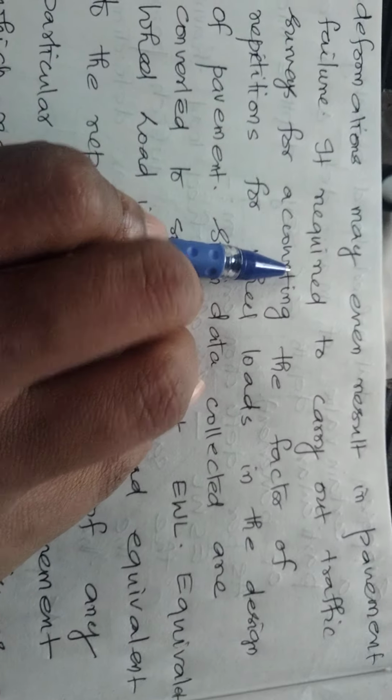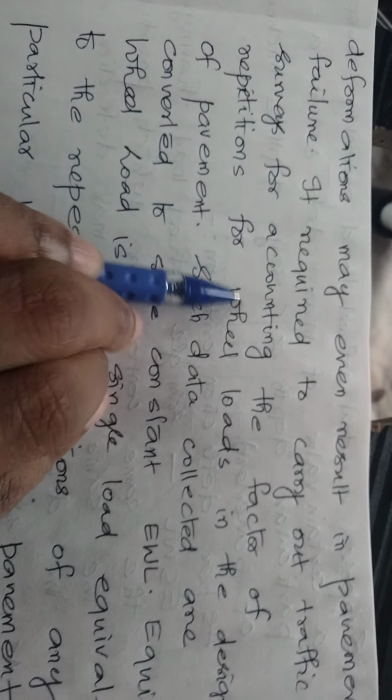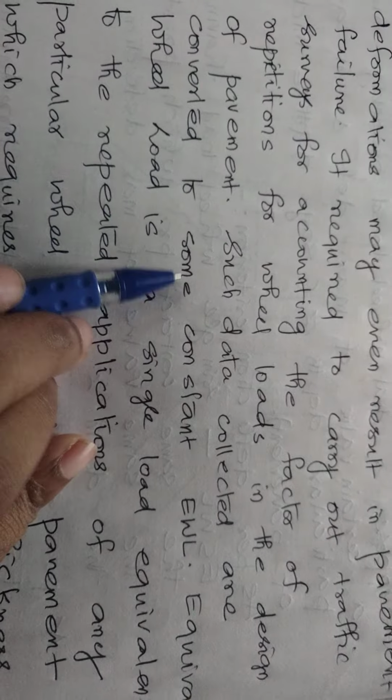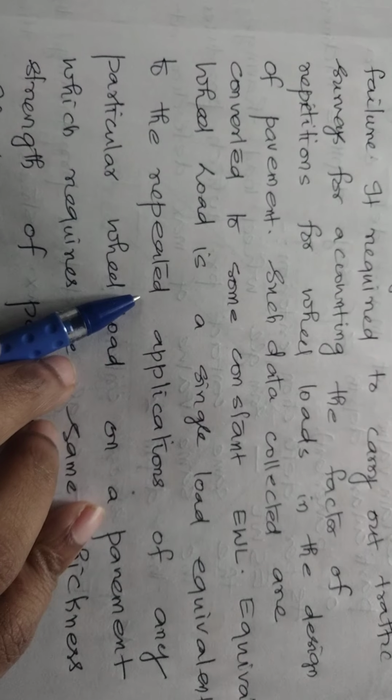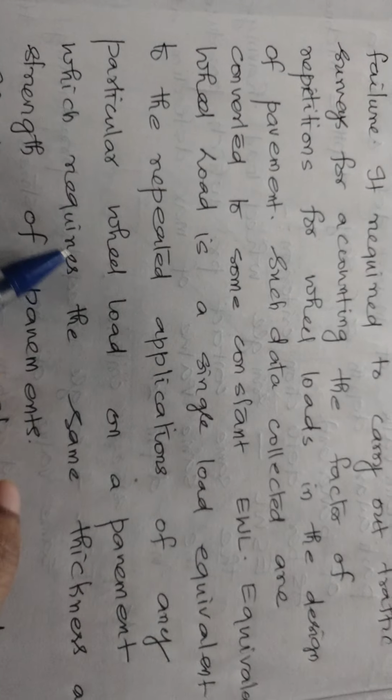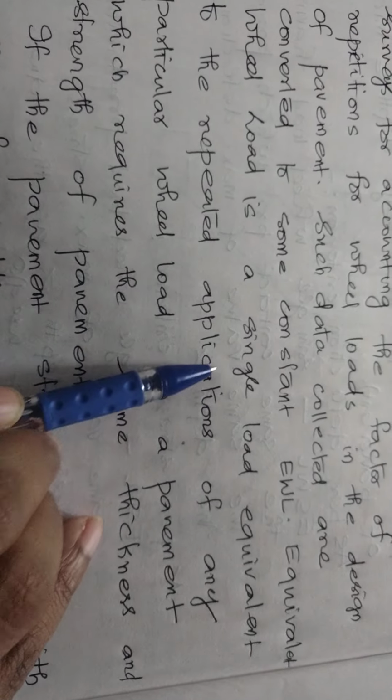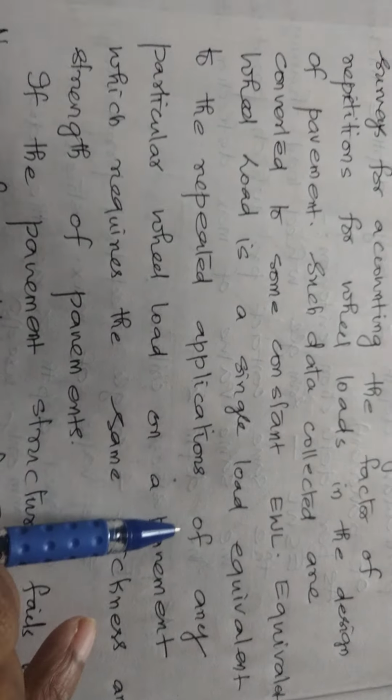It is required to carry out traffic surveys for accounting the factor of repetitions for wheel loads in the design of pavement. Such data collected are converted to some constant EWL, equivalent wheel load. Equivalent wheel load is a single load equivalent to the repeated applications of any particular wheel load on a pavement, which requires the same thickness and strength of the pavements.